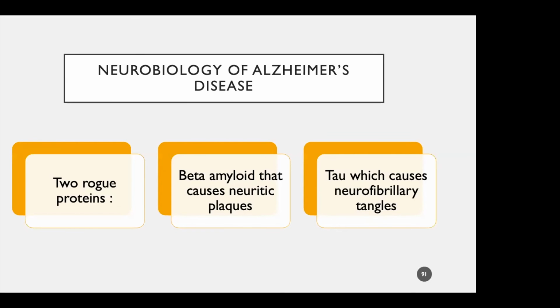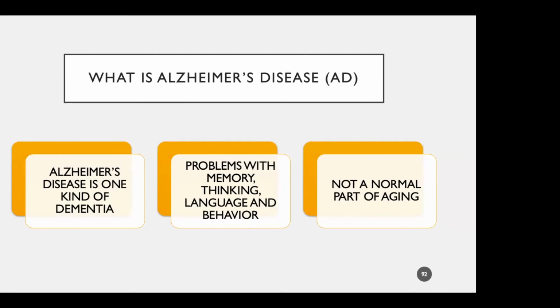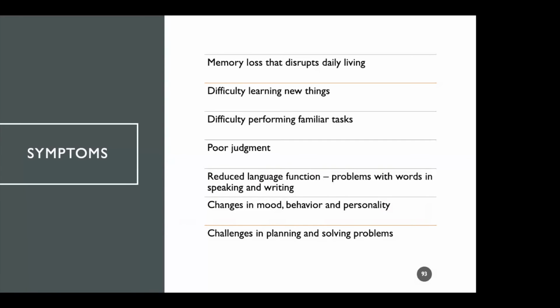So next slide, please. Not going to go over all of this because of time, but I want to move to the slide which says symptoms. Next slide. Here is how it will manifest itself. Poor judgment, difficulty learning new things, difficulty performing simple tasks, like putting on your shirt and buttoning it because you've forgotten how to do it. Challenges in planning and problem solving, memory loss, which disrupts daily living. That's why you get lost in your neighborhood, because you can't remember the way back.